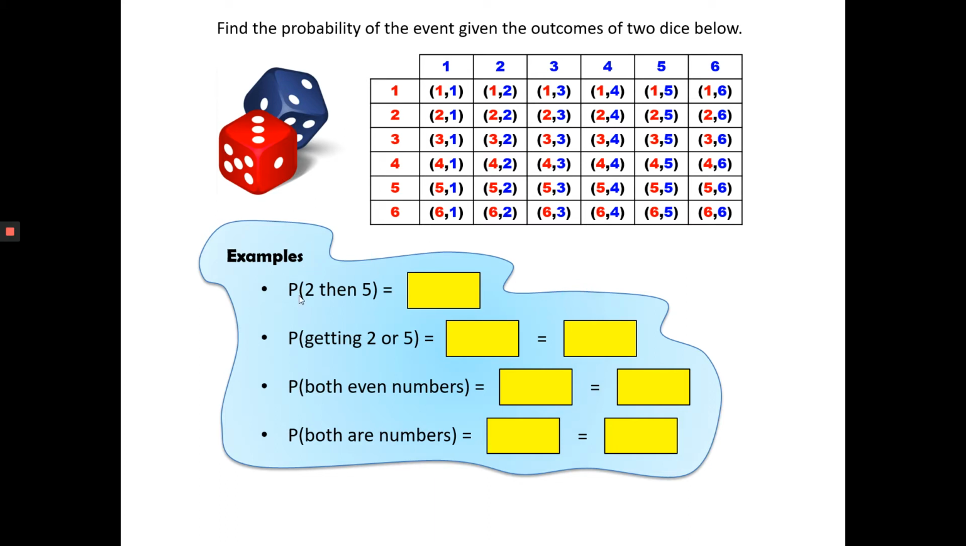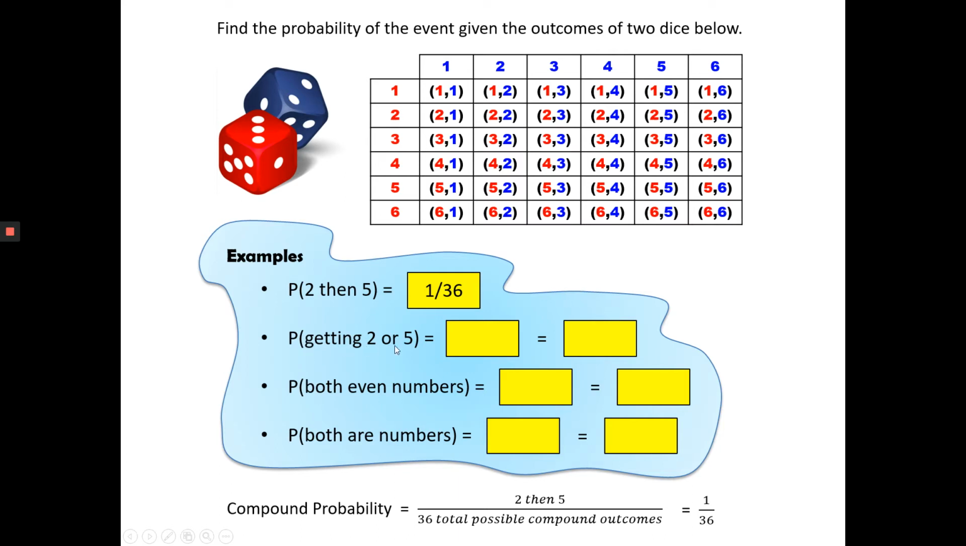Taking a look at this one, what's the probability of rolling a 2 then a 5? Well, here's the 2s. Getting a 2 first is going to be this entire row, and then getting a 5 second is this one right here. That's only one situation out of all the possible situations. There are actually 36 total possible outcomes. So getting a 2 and then a 5 is just one outcome out of that 36, so it's going to be 1 out of 36.